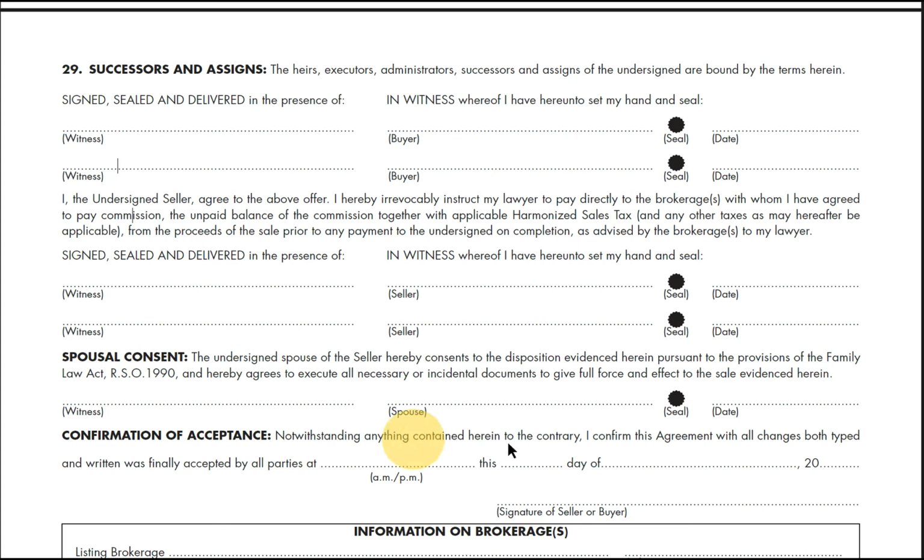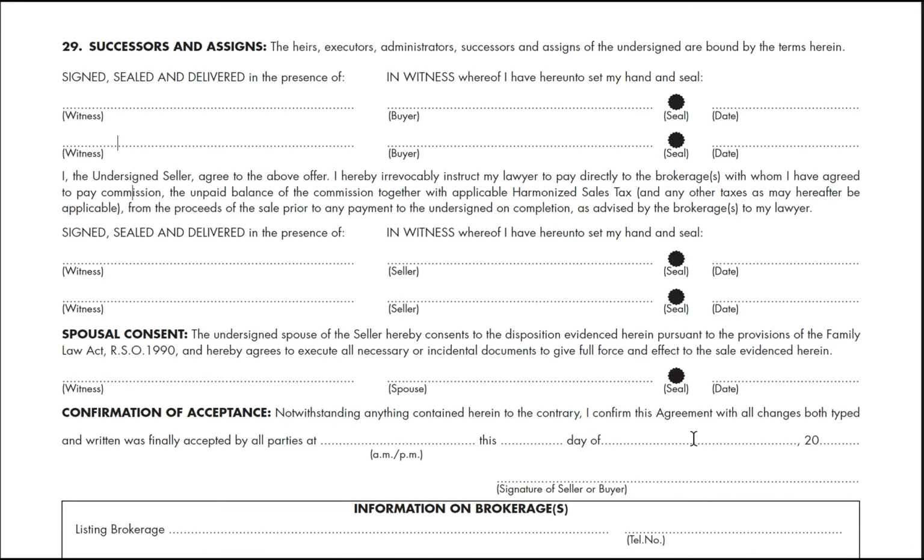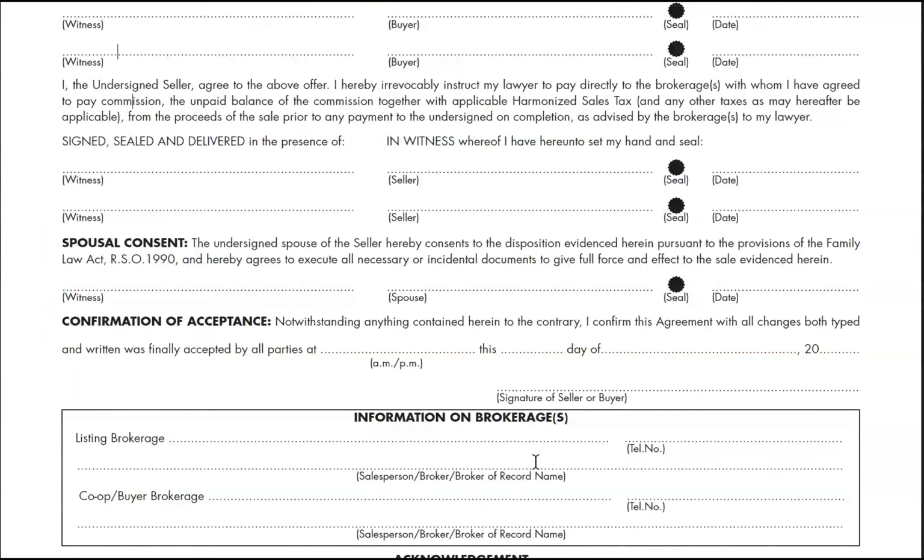So basically this is the confirmation of acceptance, and this is done by the last person that agreed to all the terms and conditions. So if the price has been agreed by whoever offered last, the last person that received these papers is then signing this to confirm that this is a done deal.